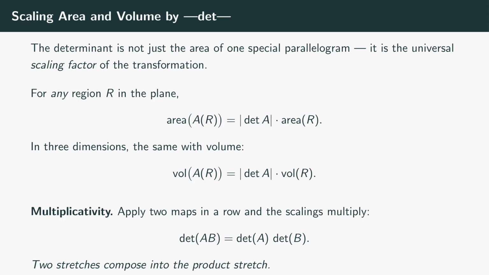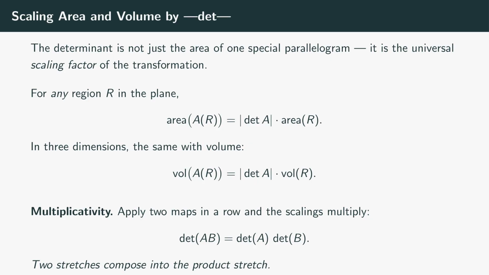Here is the idea that makes the determinant powerful rather than just cute. The determinant is not merely the area of the one parallelogram you get from the unit square, it is the scaling factor for the whole transformation. Take any region in the plane of any shape and apply the matrix, its area gets multiplied by the absolute value of the determinant. A region twice as big, a circle, a blob, every one of them has its area scaled by the same factor. In 3 dimensions, the same statement holds for volume. This is why the determinant deserves a single number. It captures how the transformation stretches space, uniformly everywhere.